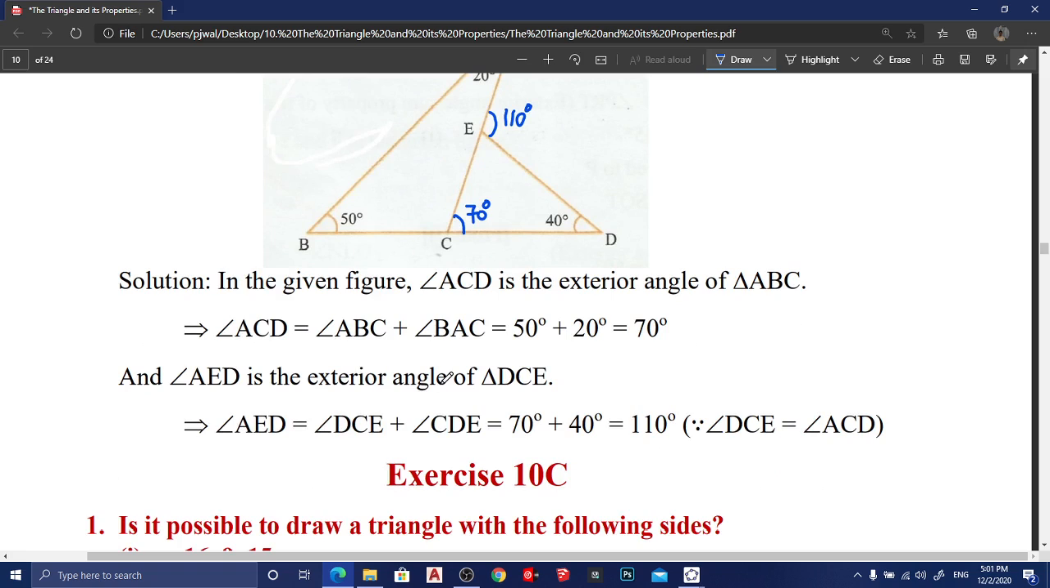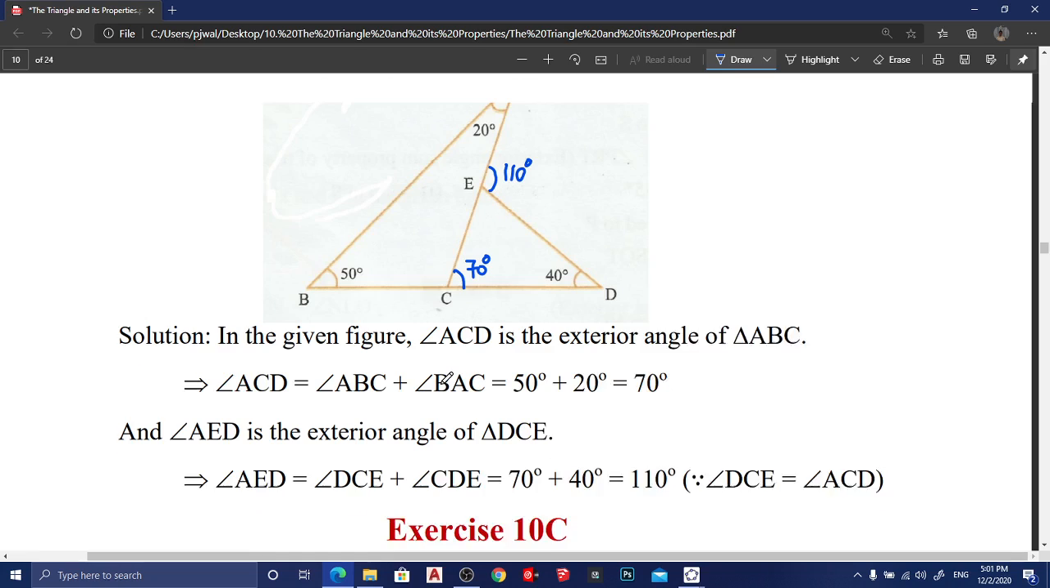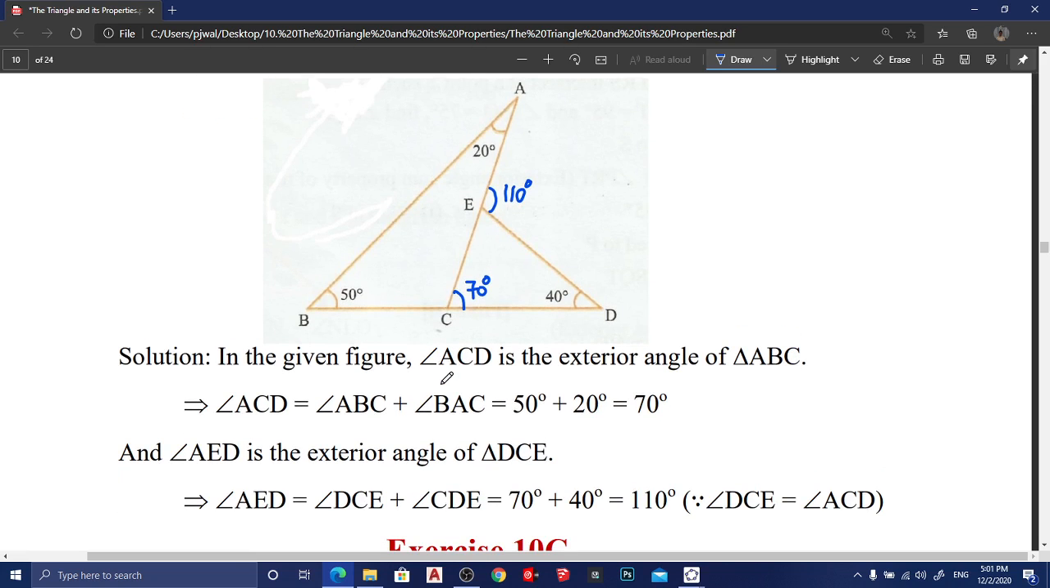So this is exercise 10B. Up to here I would like to conclude. In the next session I would like to explain another very important property, which is used in higher classes: the Pythagoras theorem, the converse of the Pythagoras theorem, and Pythagorean triplets. These are very important in the next concept. Okay, good day to all of you.